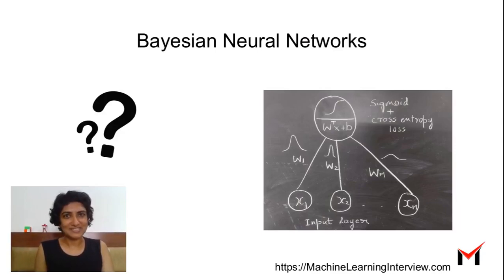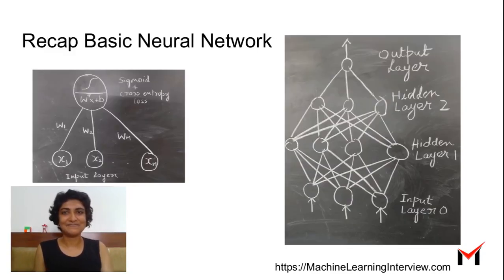Bayesian neural networks. Let's first recap the structure of a basic neural network. A neural network has some features here in the input layer, and then there are some hidden layers, and then there is an output unit.